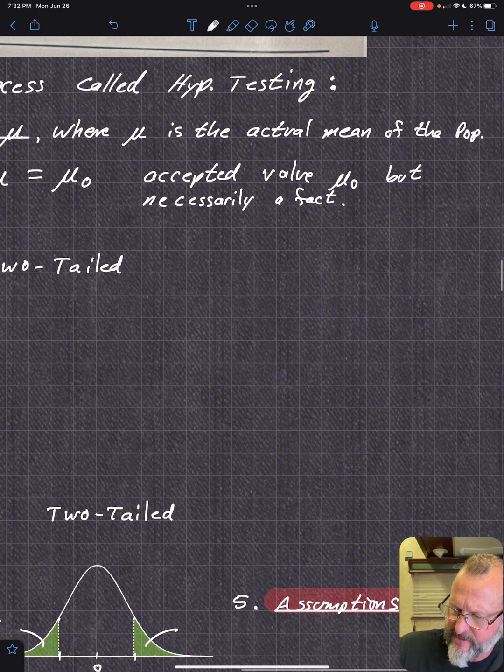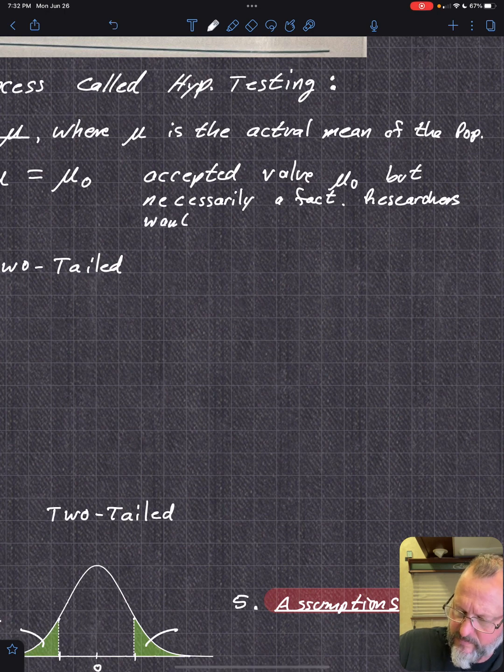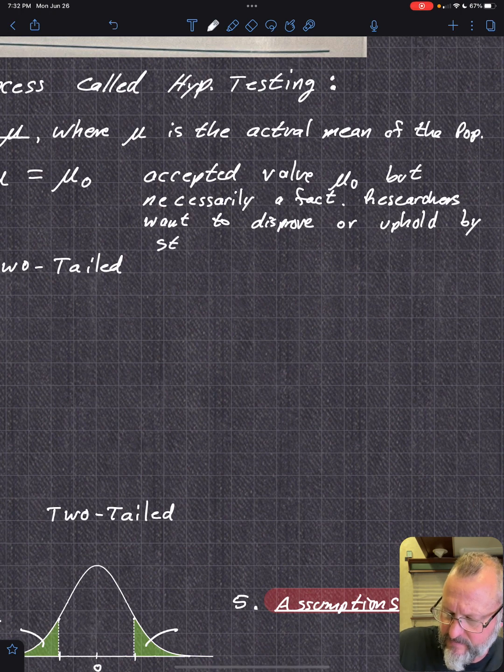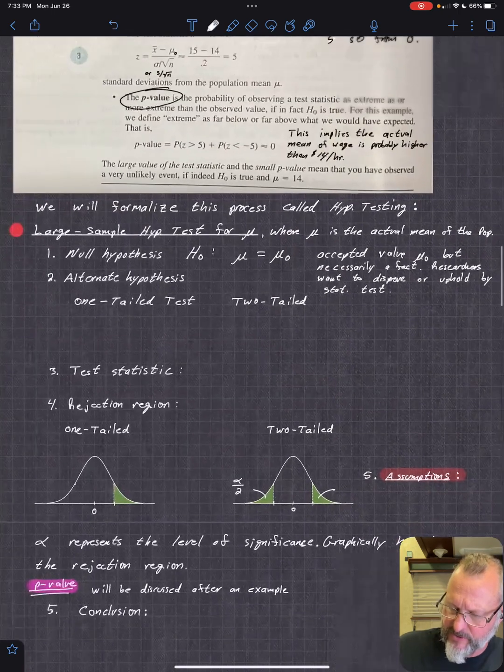And the idea is that researchers want to disprove or uphold it by statistics. It doesn't have to be disprove. It could mean you want to uphold it by these statistical tests. Okay, so that's what we will be doing.